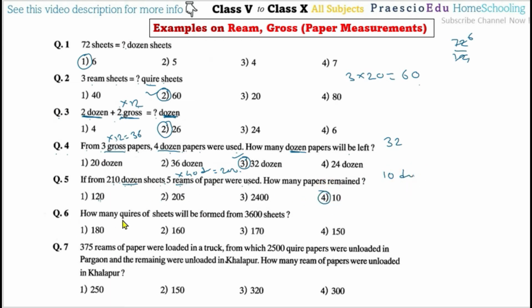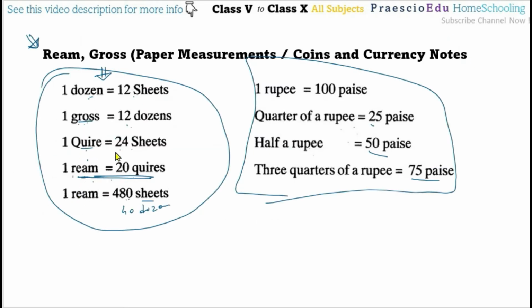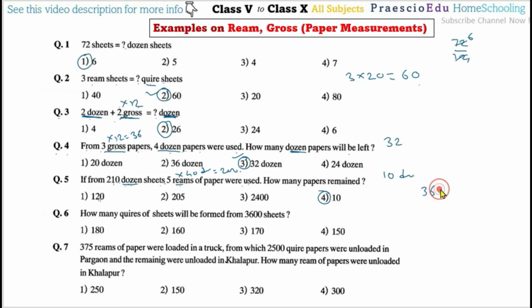Now question number 6: how many quires of sheet will be formed from 3600 sheets? Now we know 1 quire is equal to 24 sheets. 3600 divided by 24, by 2, so this is equal to 12 twos are 24, 12 threes are 36, and then 00. Now this is 150. So 150 quires will be formed. So this option number 4 is the correct one.